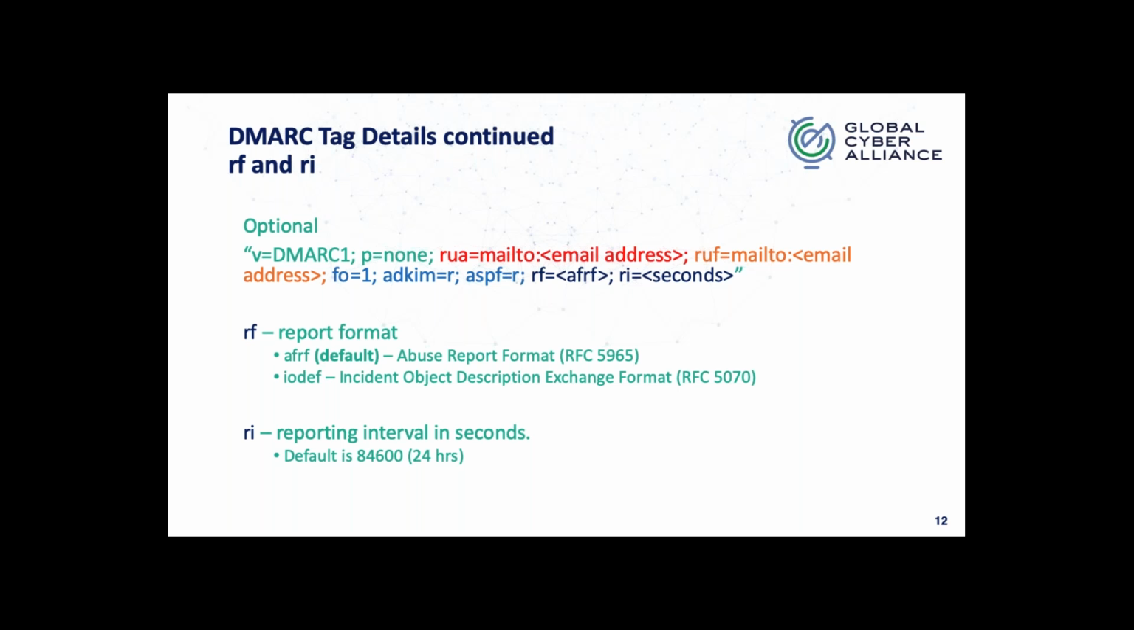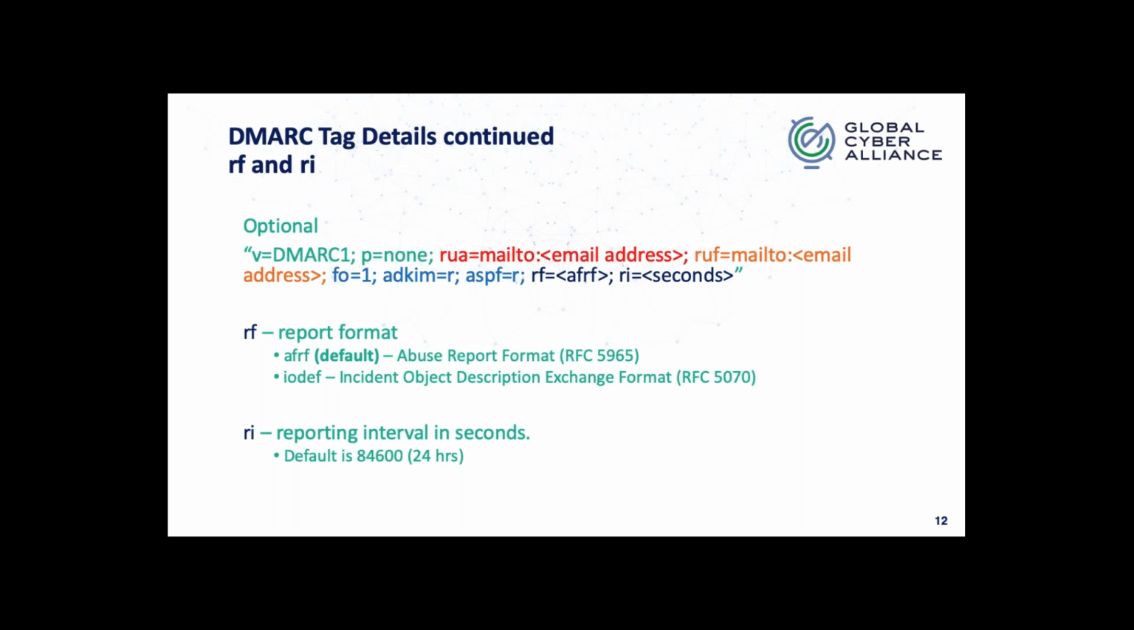The reporting interval is the RI tag. That defines how often the receiving side should send you the DMARC reports. By default, it's every 24 hours, or 86,400 seconds. So this is in seconds: RI equals whatever number of seconds you put in. So be careful. Don't put in 5 or 10, because you're going to get reports every 5 to 10 seconds.